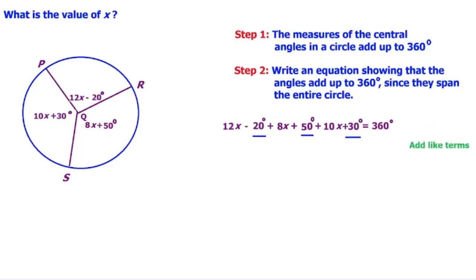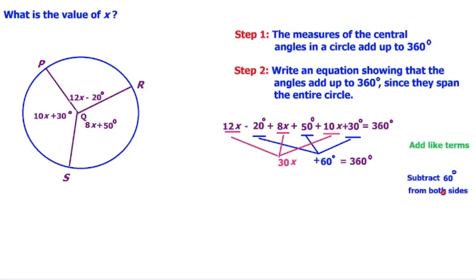So now we can add like terms. So all these ones that are just the degrees, we could just add those together, okay? And they equal 60 degrees. Now we can add all the like terms with x's. So 12x plus 8x plus 10x gives us 30x. So our new equation is 30x plus 60 equals 360.